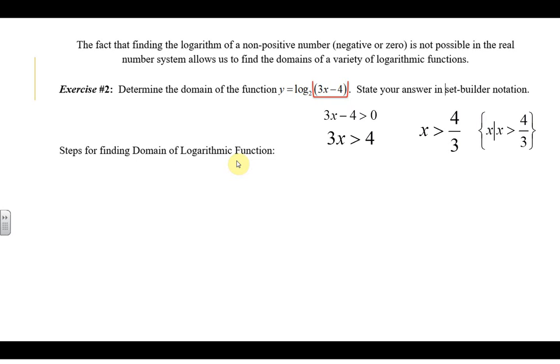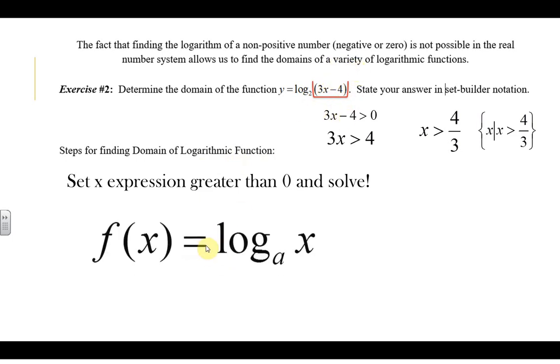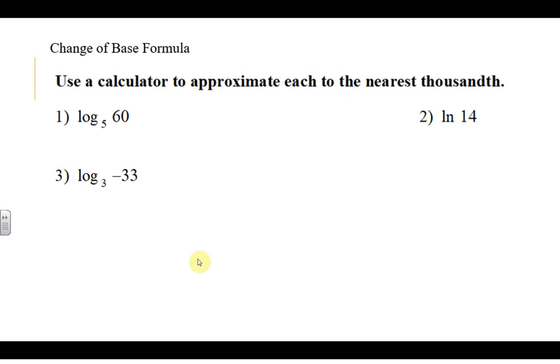So, steps for finding domain: set the x expression greater than 0 and solve. When we say x expression, we mean whatever's inside the parentheses. And solve. So it's right there, that thing right there.